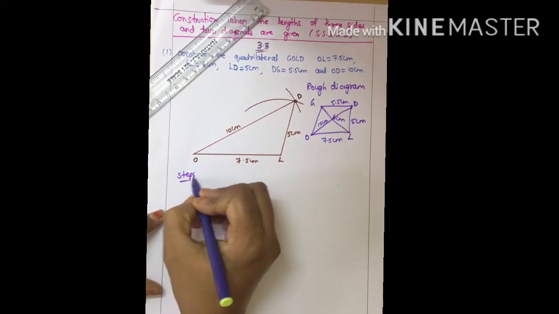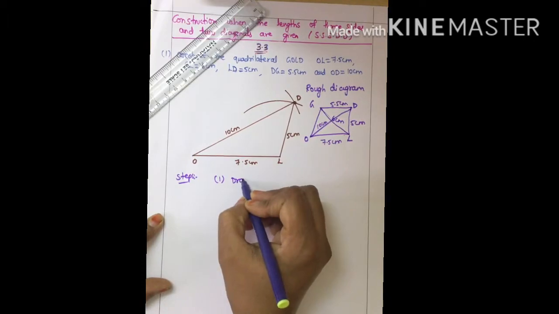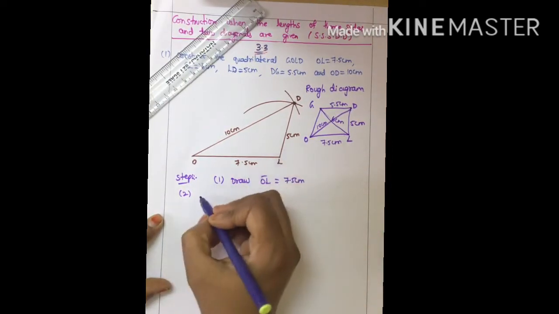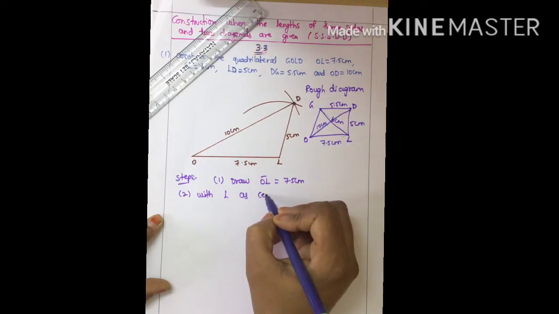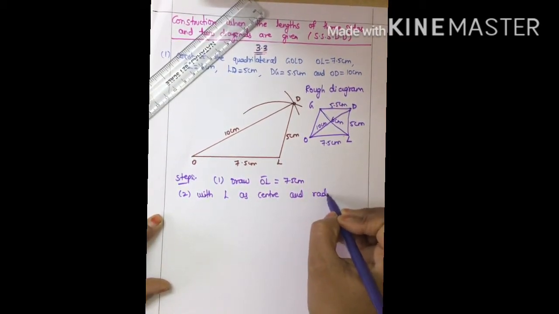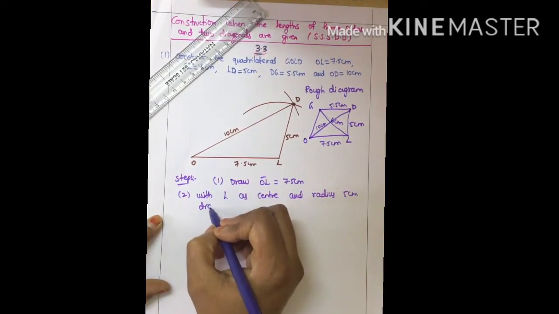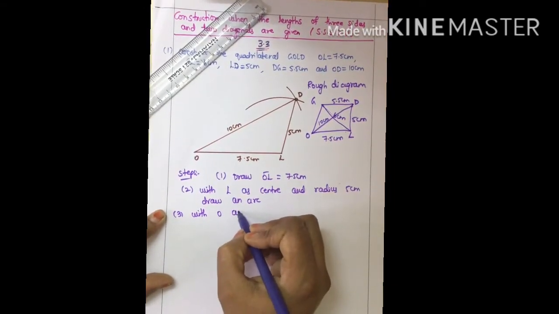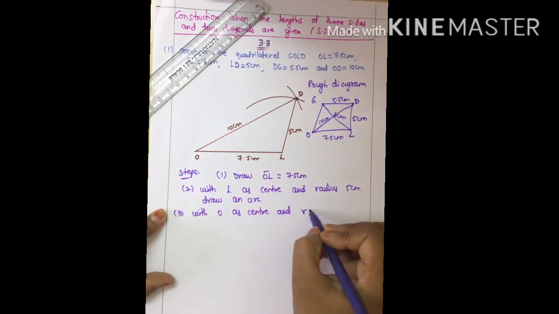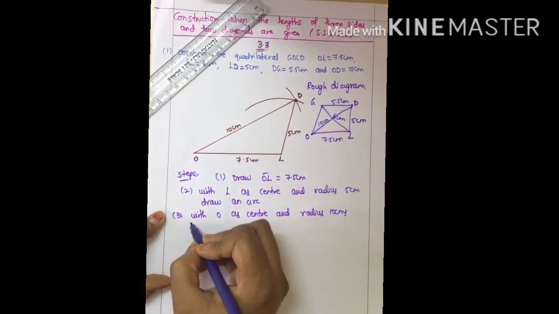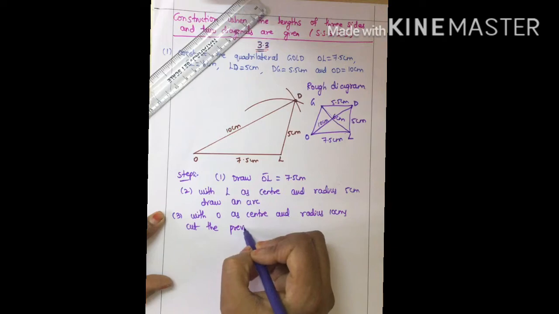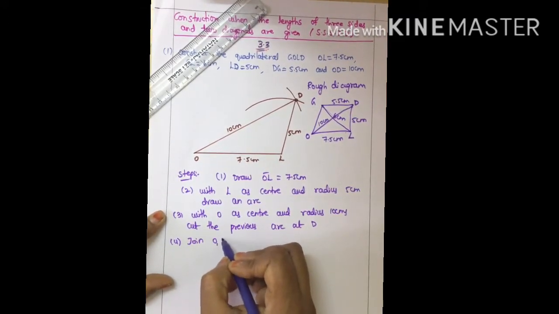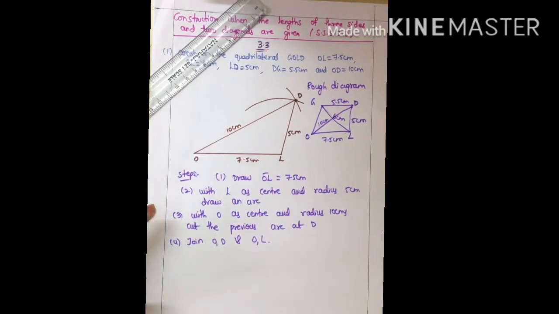Coming to steps. What is the first step? Draw line segment OL equal to 7.5 centimeters. Next, with L as center and radius 5 centimeters, draw an arc. Next, with O as center and radius 10 centimeters, cut the previous arc at D. Now join O and D and O and L. Here you got a triangle OLD.